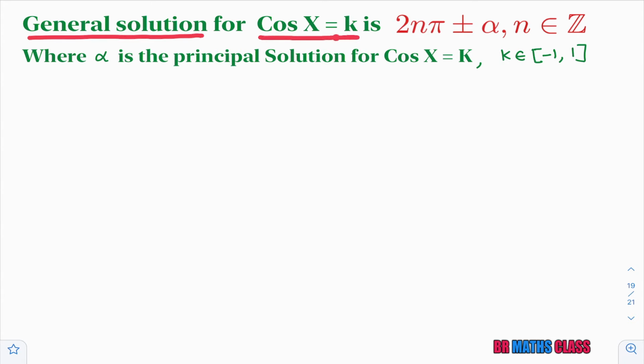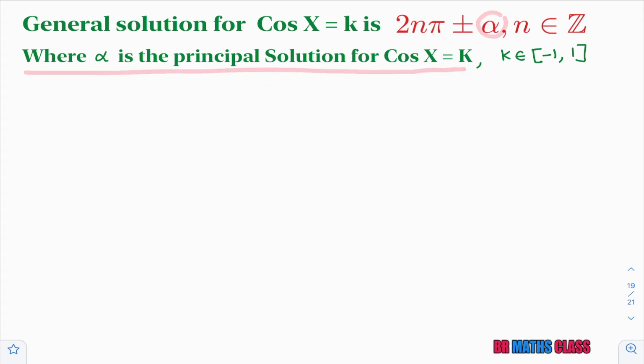The general solution for cos x equal to k is 2n pi plus or minus alpha. In this, alpha is the principal solution for cos x equal to k, and here k is there. The range of the cos function is the closed interval [-1, 1]. That's why k belongs to this interval. So this we use as a formula from now onwards. The general solution for cos x equal to k is 2n pi plus or minus alpha. I am going to derive this result.